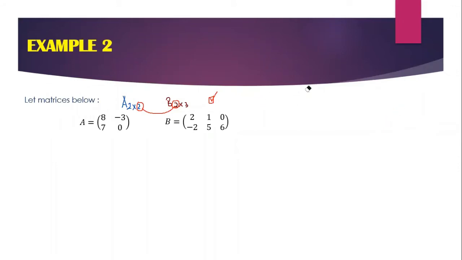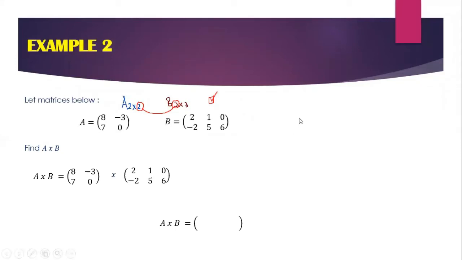Okay, now I'm going to continue this process. Find A times B, which is matrix A times matrix B. Look at the process of how matrix A will be multiplied by matrix B. This is the step: rows to column components. The 8, minus 3 components go to the 2, minus 2 components. We got 8 times 2 plus minus 3 times minus 2, we got 22. This one, right? 22.